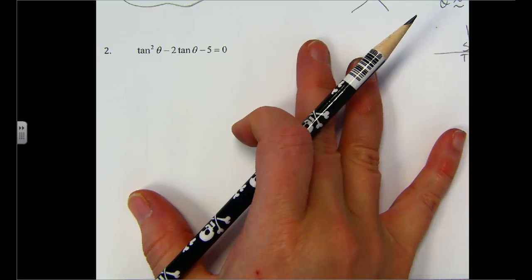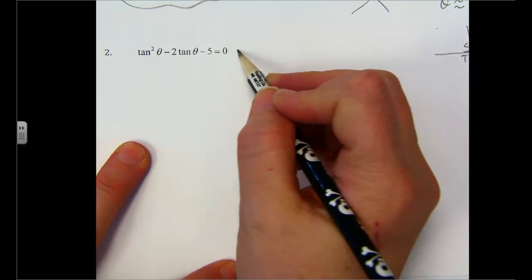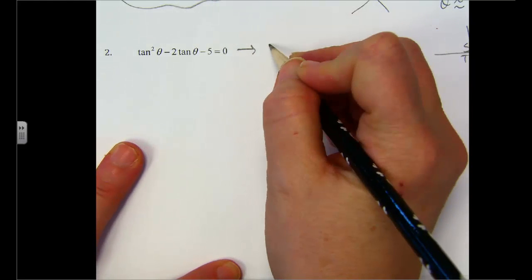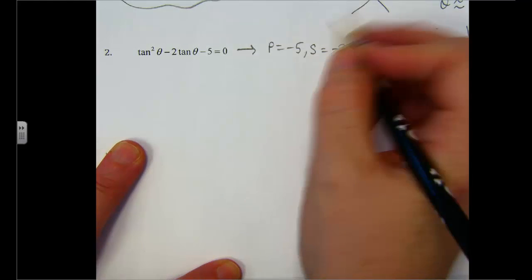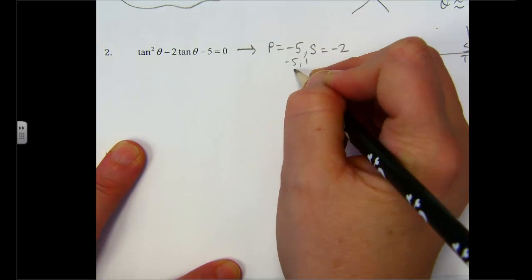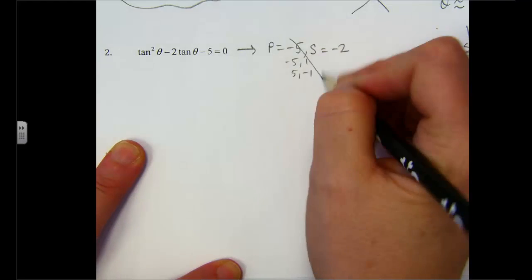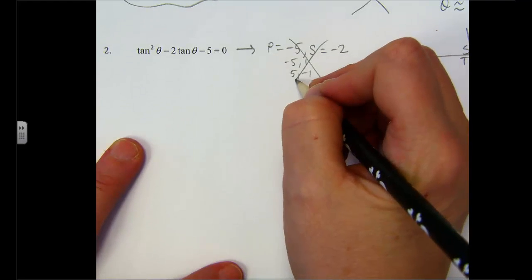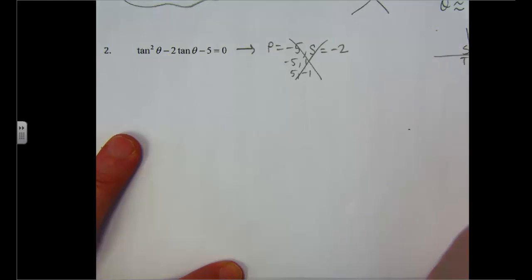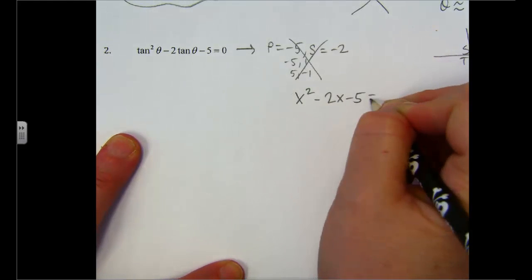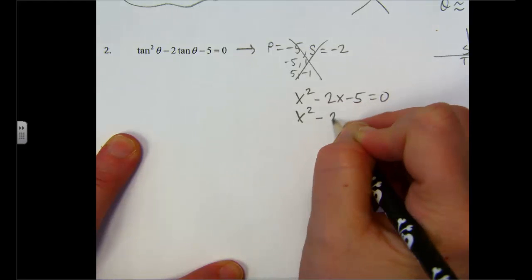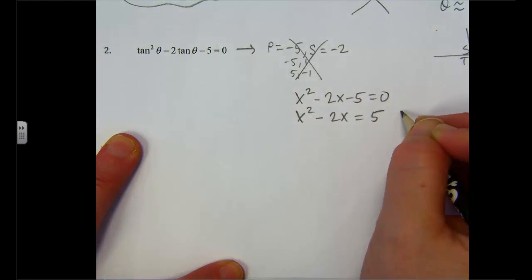Tan squared theta minus 2 tan theta minus 5 equals 0. It's not factorable. I can try to find two numbers that multiply to negative 5 and add to negative 2. There is no such thing that are nice, so I'm not going to factor. I do recognize, though, that if I wrote this without the tans but just with x's, x squared minus 2x minus 5 equals 0, that's a nice complete the square setup. A is 1 and b is even. So I'm going to complete the square on this.